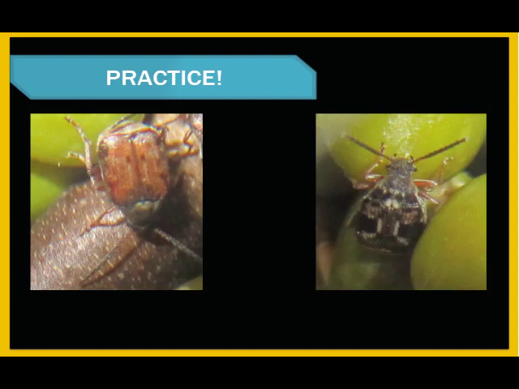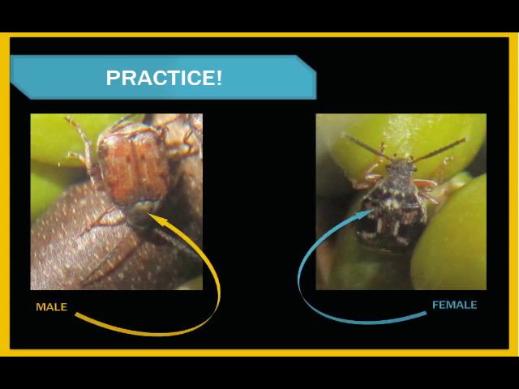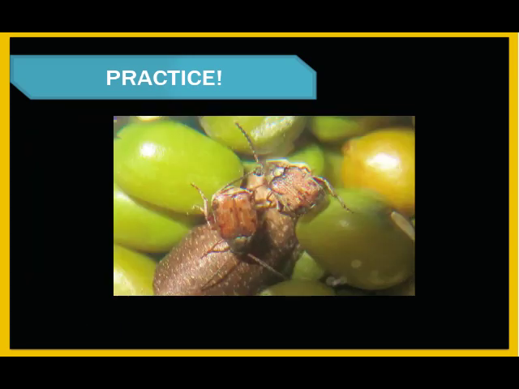Now for some practice. Let's see if you can tell the difference between the males and the females. Take a few seconds to look at these images and determine which is the male and which is the female. The beetle on the left is a male, while the beetle on the right is a female. Still unsure? Let's do another round. This one is a bit trickier, as both are males. Notice that neither has an X pattern on the back, and both appear smaller in size.